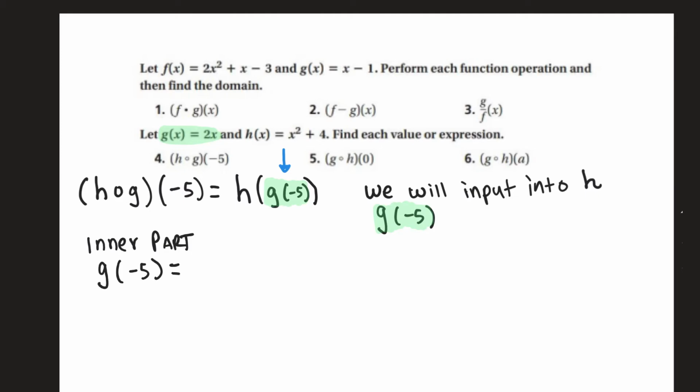And we want to find the output. So I'm going to use the process g of x equals 2 times x. So you have 2 times x. In this case, it's negative 5. So what's 2 times negative 5? Negative 10. And guess what? This came out of g of negative 5. This is the output.